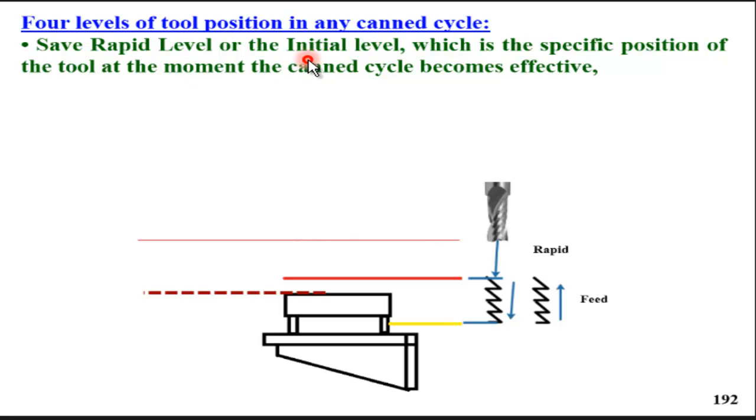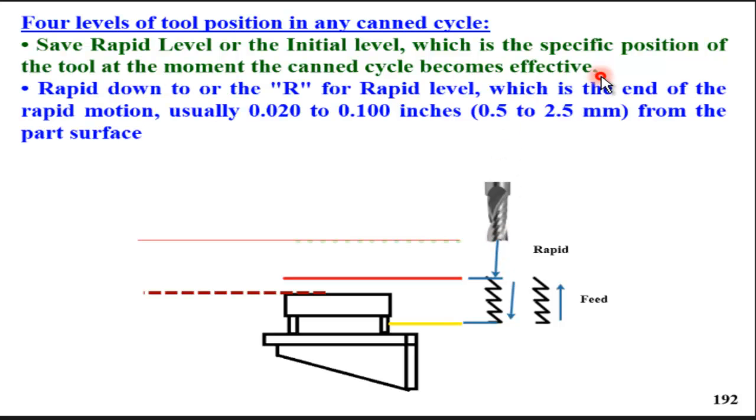Sometimes we call it the initial level because at this level the tool still does not do any action. So it is the initial position. It is a specific position. We specify that level. We bring the tool to that level from which we start our canned cycle. So whenever the tool is brought to that level, the canned cycle will start to become effective.